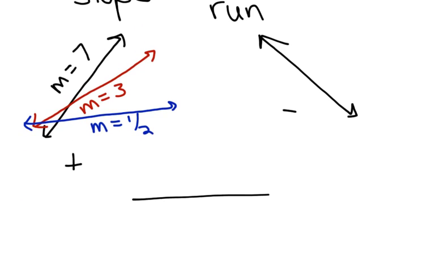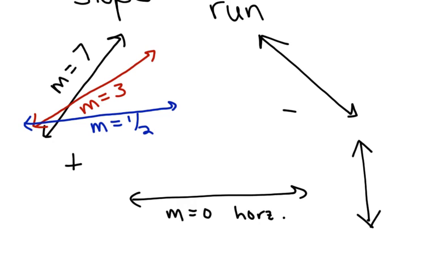Because 0 slope is just a horizontal line. And then vertical lines, those were the ones that we said had no slope. Or we also called it undefined slope. We like the word undefined better.